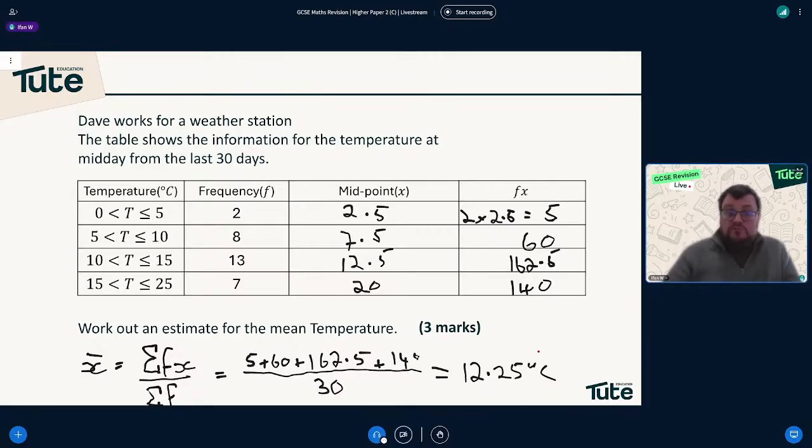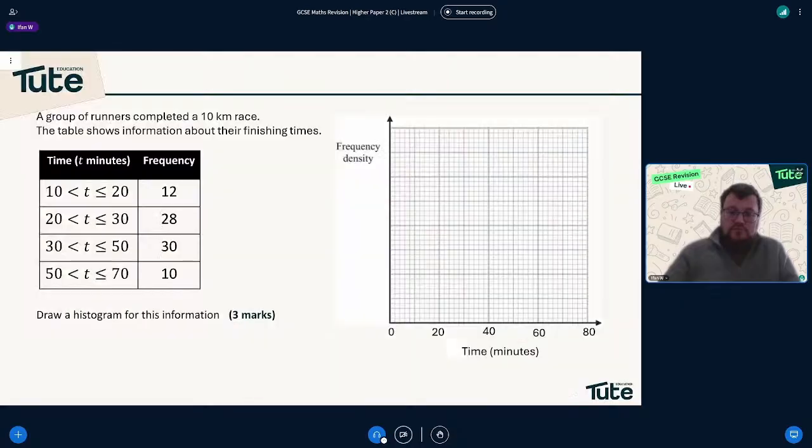Now you can round that, but always show your original answer first. Always show your original answer first. Right, histograms. We are quite certain that histograms will come up. If it doesn't come up in paper 2, it'll definitely come up in paper 3, but we are quite certain that it'll come up in paper 2, to be honest with you.